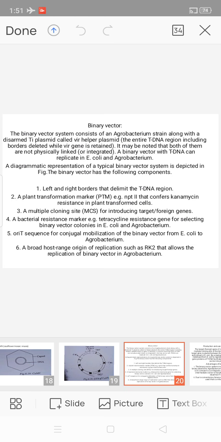And next one is binary vectors. The binary vector system consists of an Agrobacterium strain along with a disarmed Ti plasmid called vir helper plasmid. The entire T-DNA region, including borders, is deleted while the vir gene is retained. It may be noted that both of them are not physically linked. A binary vector with T-DNA can replicate in Escherichia coli and Agrobacterium.